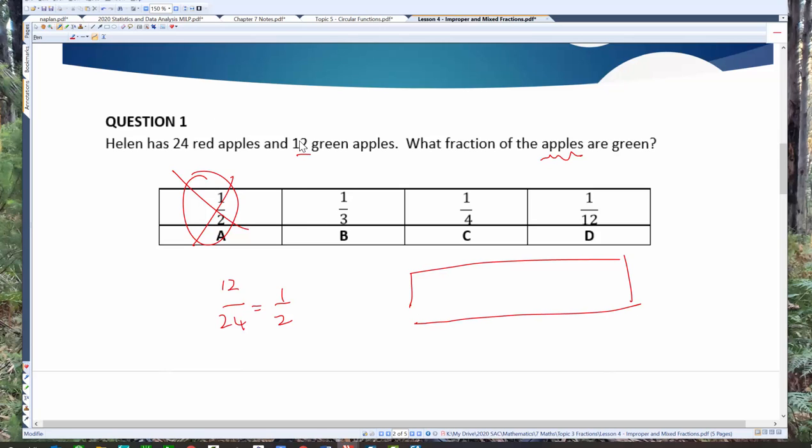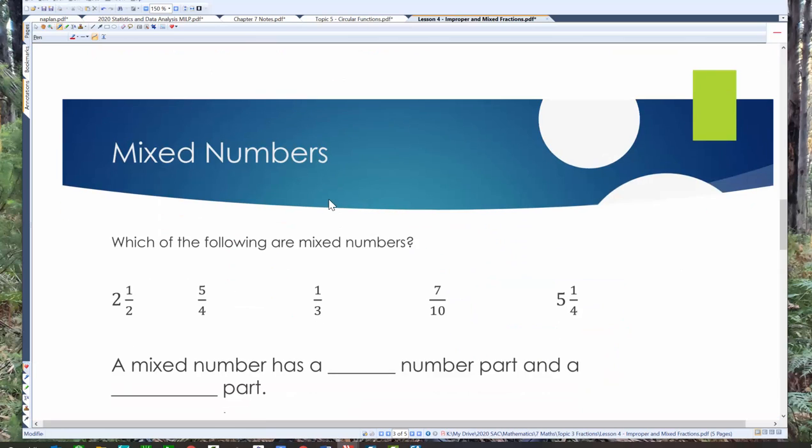All right, now how many apples has she got in total? She has 24 red and 12 green. That means that she's got 36 apples in total, of which we've got 12 green and 24 red. So 12 green apples, what fraction of the apples are green? It's 12 out of the 36 apples that we've got in total, which if we divide by 12 and divide by 12 to simplify the fraction is the same as 1/3. The correct answer was 1/3, B.